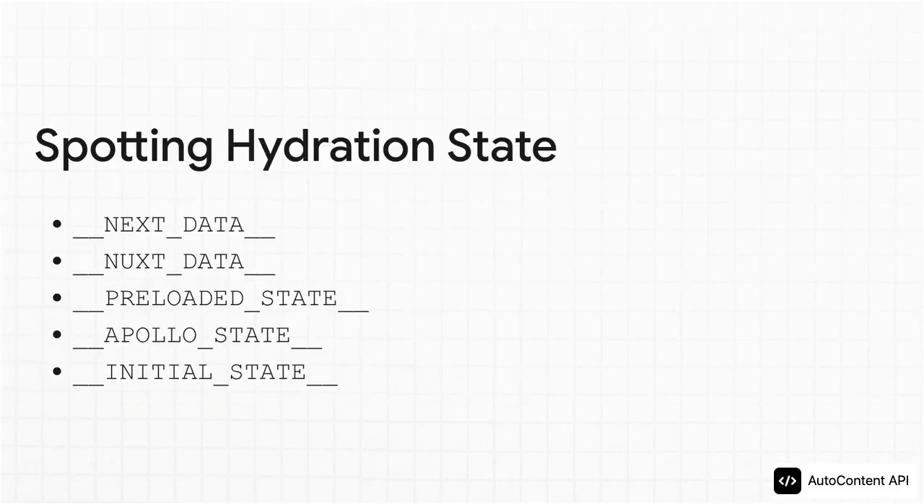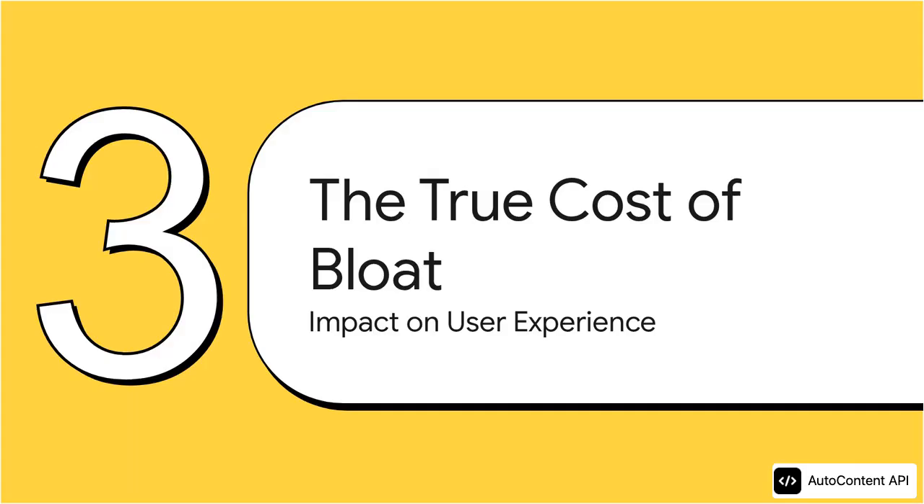So, for all you developers watching, here's a little field guide for you. You can spot this hidden cargo yourself. Just view the page source and search for these keywords. These are the dead giveaways that a big ol' hydration state is hiding in there. So, we've identified our suspects, embedded images, inline styles, and these massive hydration states. Now, let's get down to it. What's the real damage? How does this actually impact you, the user?